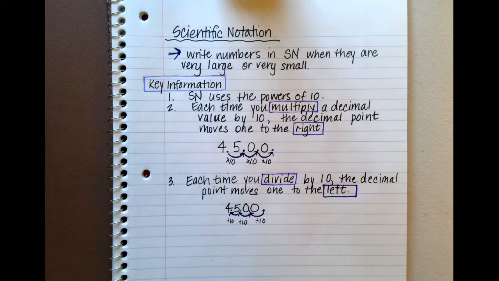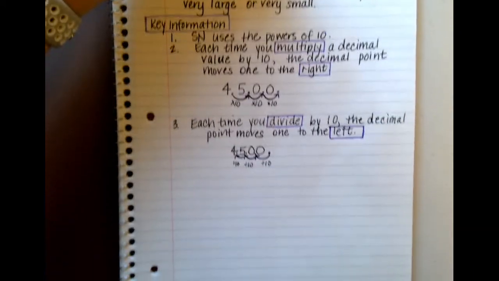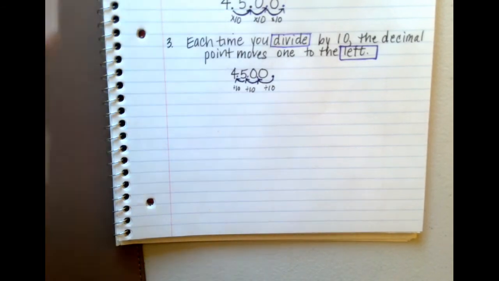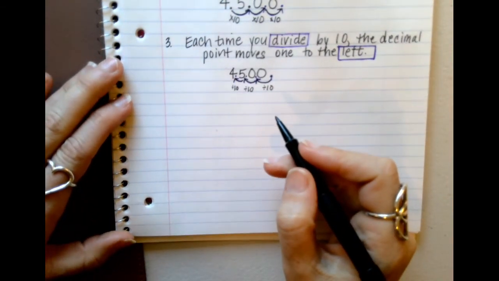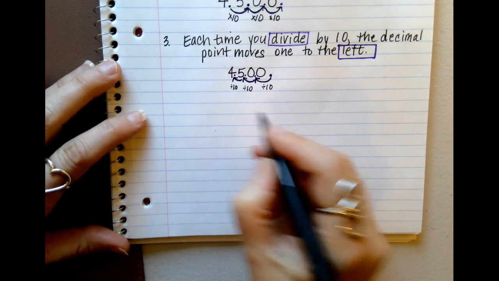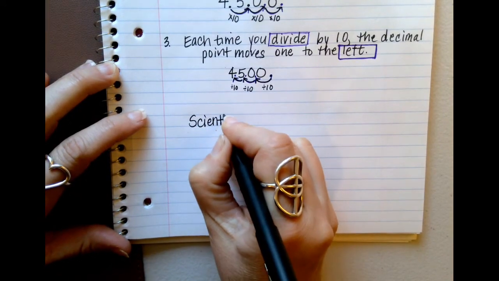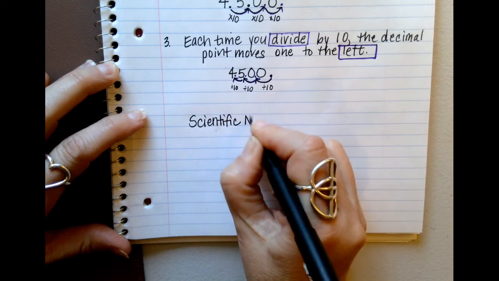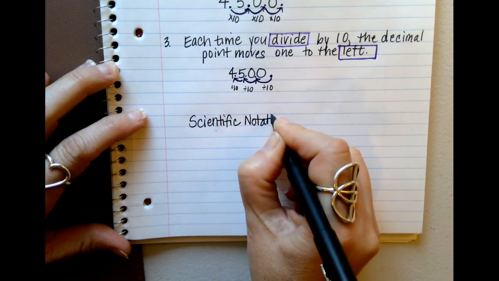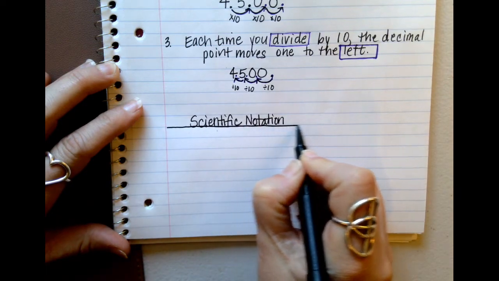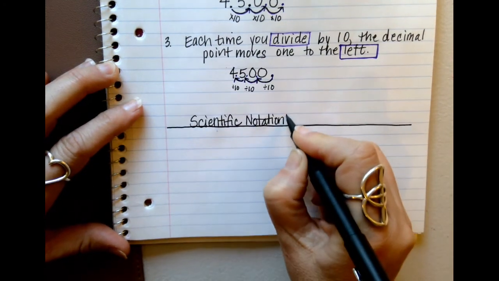Okay. Under this, let's go ahead and let's make a T-chart. Move my camera just slightly. Let's make a T-chart right under here, and what we're going to call this part of the T-chart is scientific notation. And then we're going to call the other side of the T-chart standard notation.